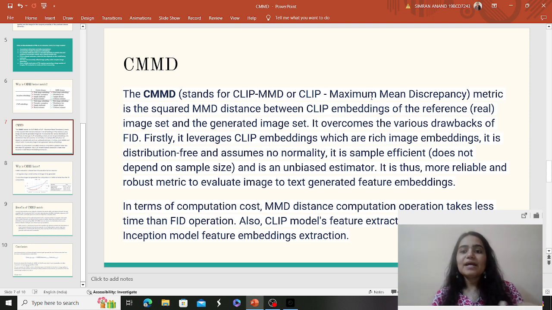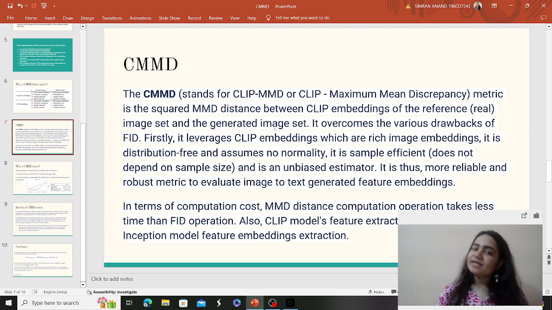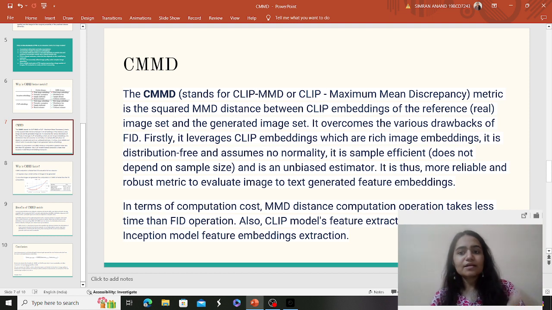It is built on top of CLIP and MMD, and MMD is the maximum mean discrepancy metric, which is nothing but the squared MMD distance between CLIP embeddings of the reference, real image set and the generated image set. Like I was explaining in the FID case, what was FID doing? It was using the Inception v3 embeddings. FID was the distance between the Inception v3 embeddings of the real images and the generated image set. But CMMD is the squared MMD distance between the CLIP embeddings of the real images and the generated image set. It overcomes the various drawbacks of FID.